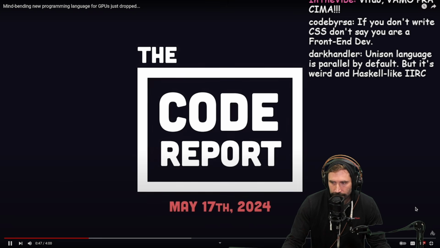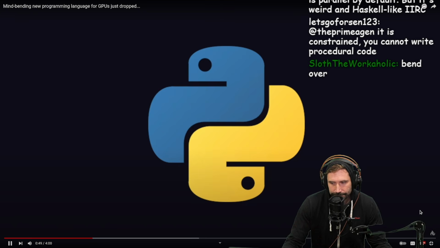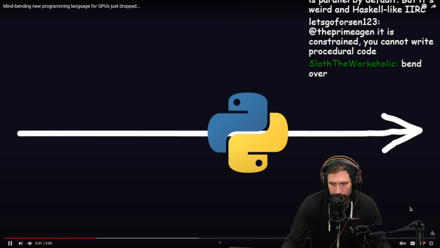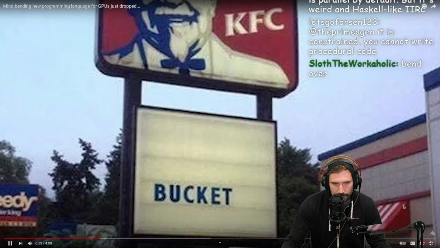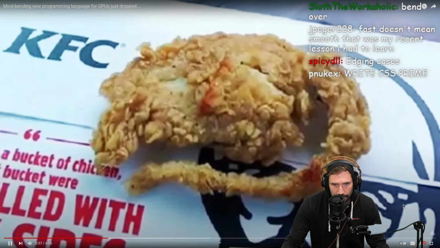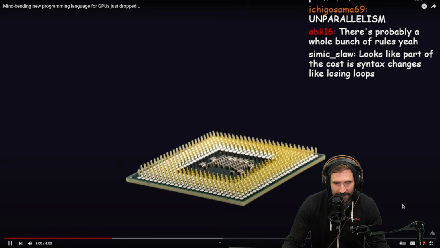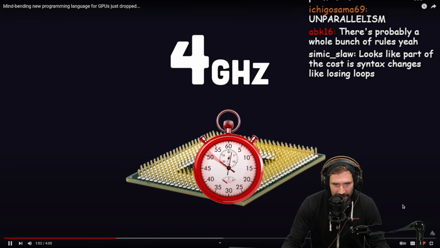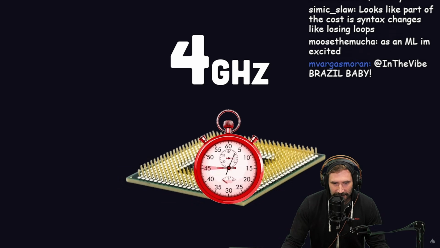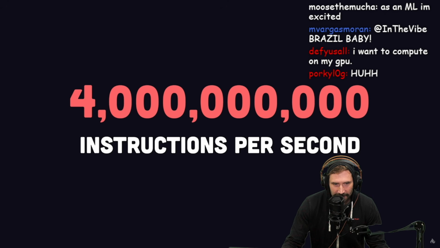And you're watching the code report. When you write code in a language like Python, your code runs on a single thread. That means only one thing can happen at a time. It's like going to a KFC with only one employee who takes the order, cleans the toilets, and cooks the food in that order. Now, on a modern CPU, you might have a clock cycle around 4 gigahertz, and if it's handling one instruction per cycle, you're only able to perform 4 billion instructions per second.